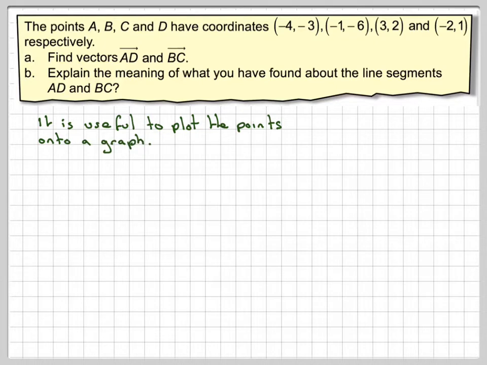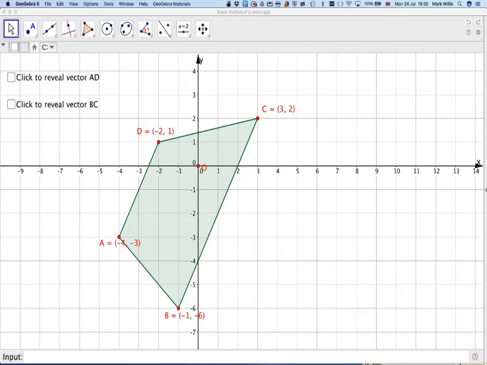graph. I did this using this GeoGebra applet, and this GeoGebra applet will be included in the notes of this YouTube video. So what we will do, we plot the points onto the graph. So we've got A is (-4, -3), B is (-1, -6), C is (3, 2), and D is (-2, 1).